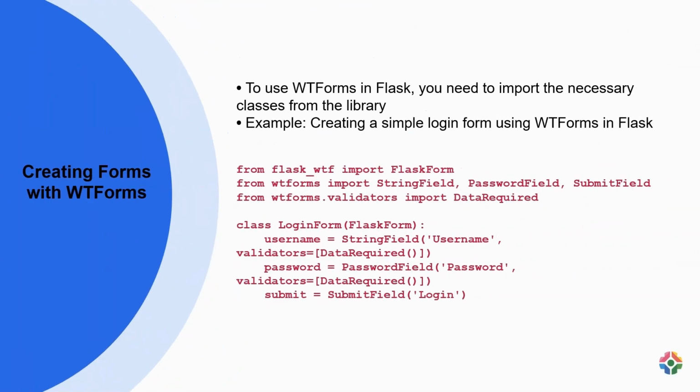When working with WTForms in Flask, it is essential to import classes like FlaskForm, StringField, PasswordField, SubmitField, and validators such as DataRequired from the WTForms library. For instance, to create a simple login form using WTForms in Flask, you can define a LoginForm class that inherits from FlaskForm. Inside this class, you can specify fields like username and password using StringField and PasswordField respectively. These fields can be validated using DataRequired from validators. Finally, a SubmitField can be added for form submission.